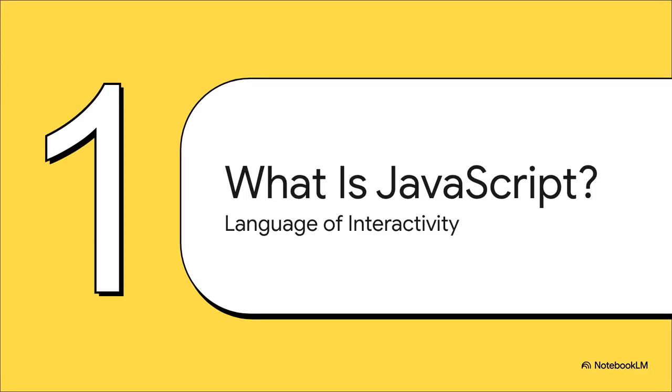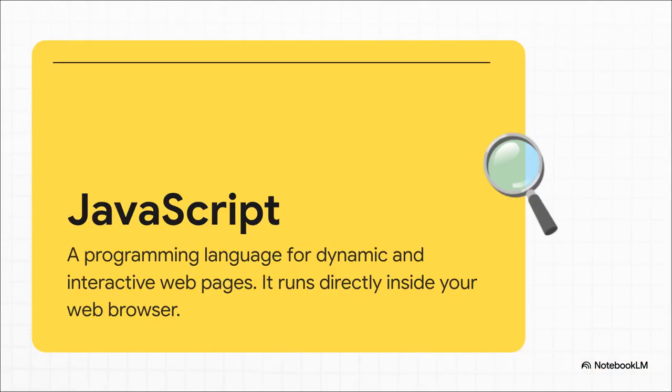Okay, first things first. We know what it does, but what exactly is JavaScript? To put it simply, JavaScript is a programming language made specifically for the web. But here's the real kicker. It runs right inside your web browser. You don't need to install anything extra. Your browser, whether it's Chrome, Firefox, Safari, whatever, it already knows how to speak JavaScript. It's the native tongue of the web.